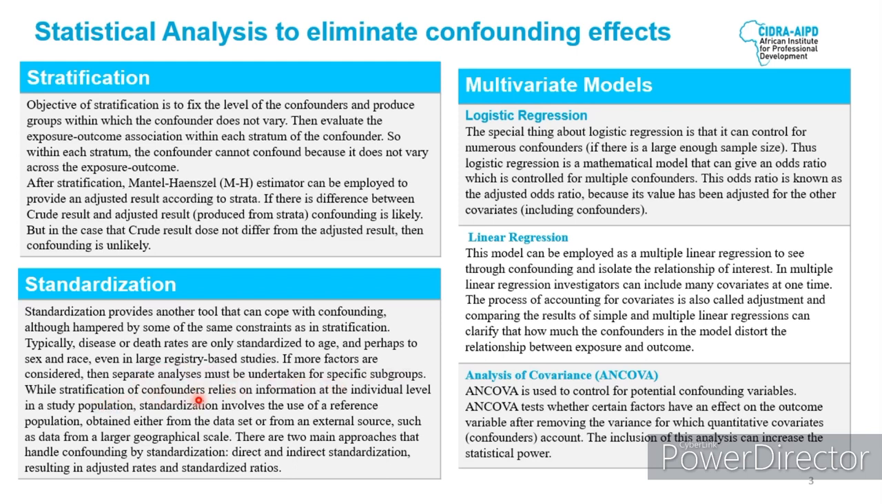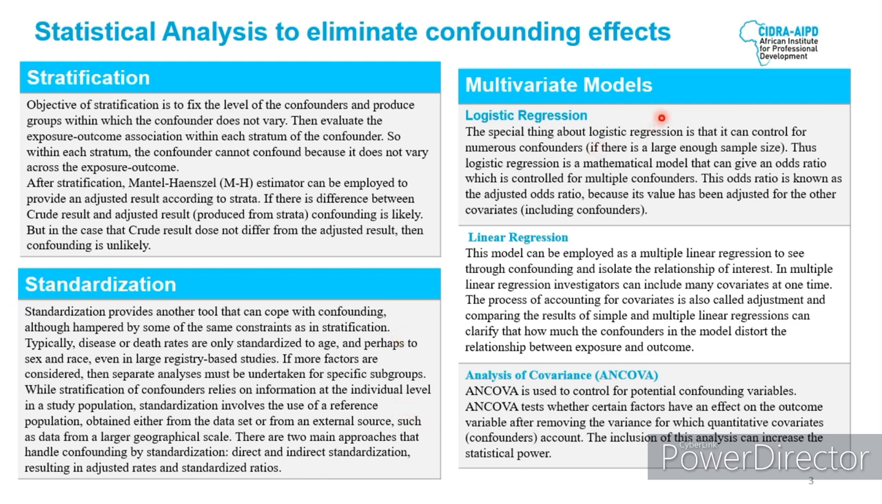While stratification of confounders relies on information at the individual level in the study population, standardization actually involves the use of a reference population obtained either from the dataset or from an external source, such as data from a larger geographical scale. There are two main approaches that handle confounding by standardization: direct and indirect standardization, resulting in adjusted rates and standardized ratio. We won't be covering standardization today, but if you're interested to dive into the details of standardization, I'll recommend you a book after the lecture which you can go through.